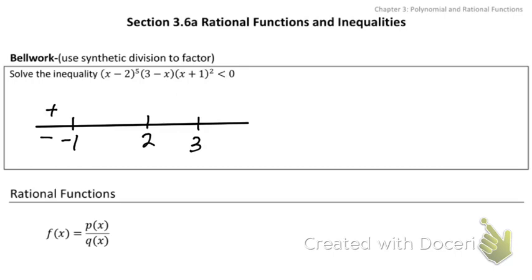And let's pick -2. I'd plug -2 into all of these. And I would say, well, -2 minus 2, well, that's a negative. A negative to the 5th power is negative. 3 minus a -2, that's going to be a positive. -2 plus 1 would be -1 squared. This one's always going to be a positive. So that would be a negative times a positive times a positive. This would just be negative.